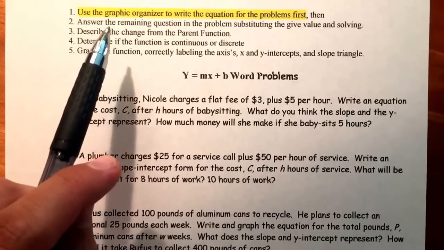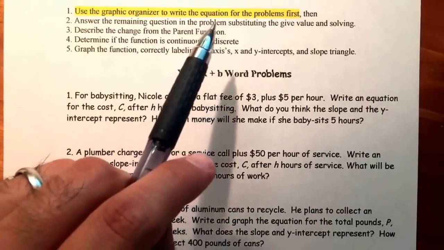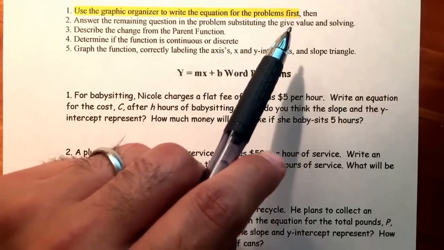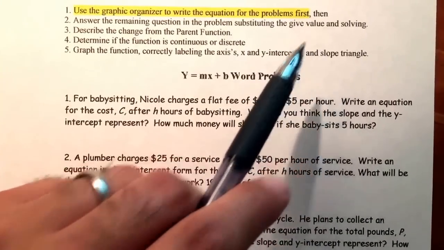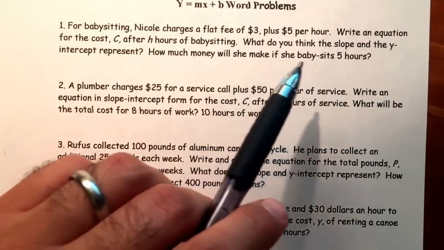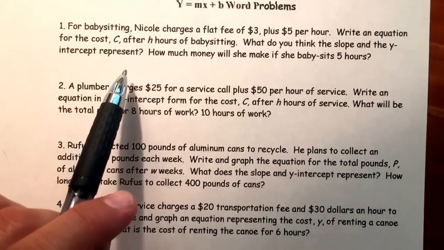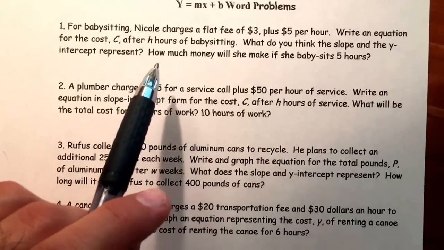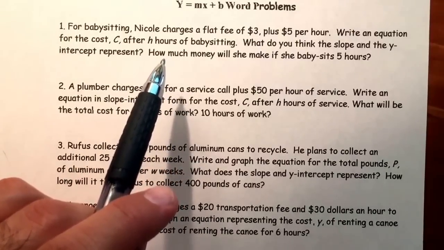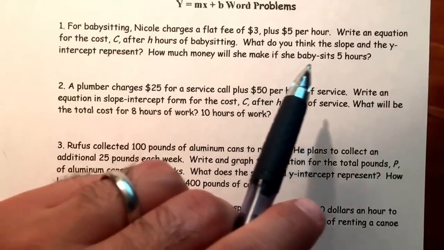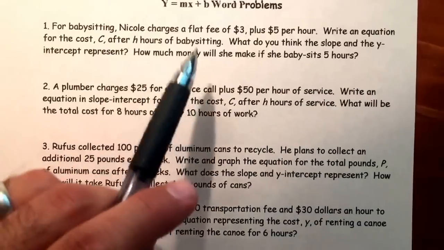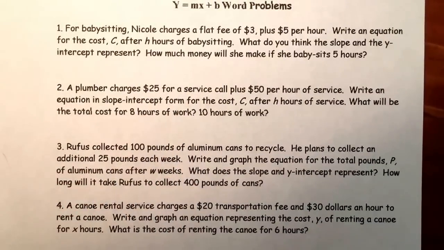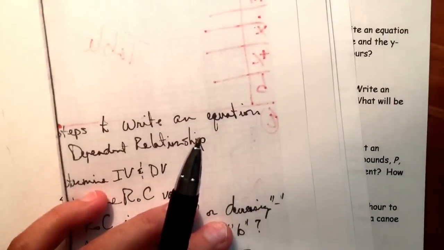Step number 2 says to answer any remaining questions in the problem, substituting the given value and solving. So what do you think the slope and the y-intercept represent? You'll write down just a short answer in your foldable for problem number 1, and then you need to determine how much money she will make if she babysits 5 hours. Let's work our way through this problem, and I'll show you how to use your notes to do that.